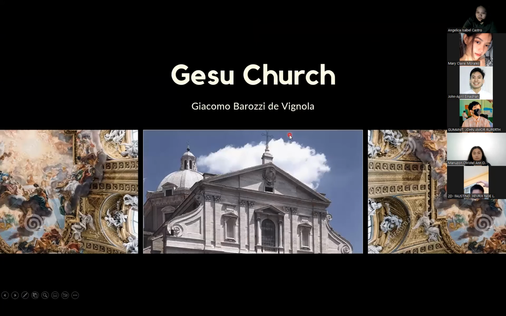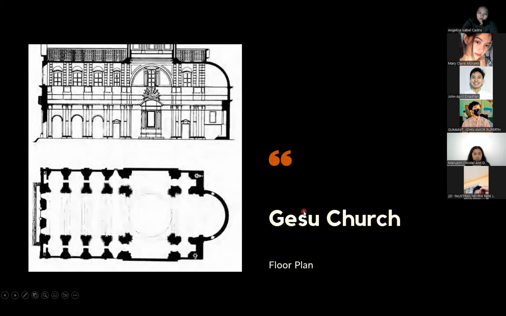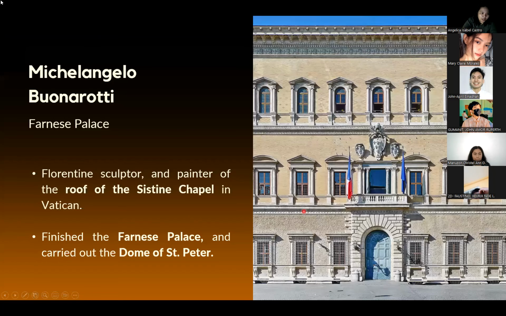This is the interior of the Jesuit church by da Vignola. This is the plan of the Jesuit church. And now, can you refresh my memory?